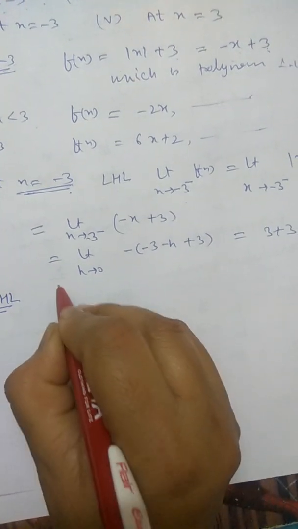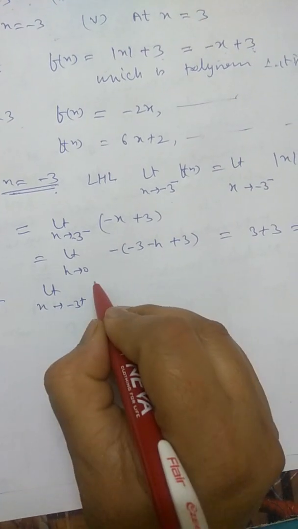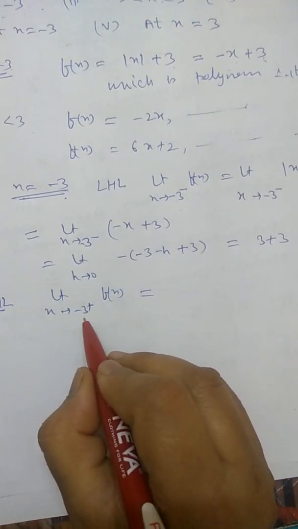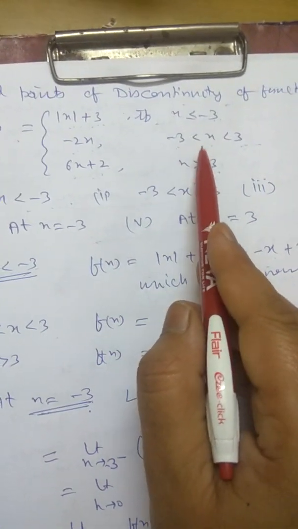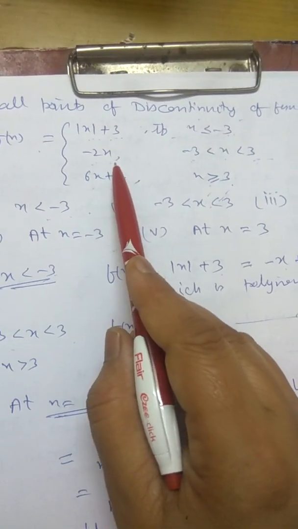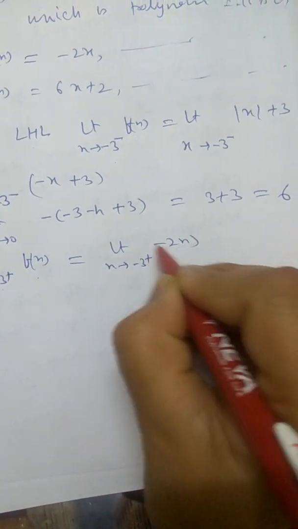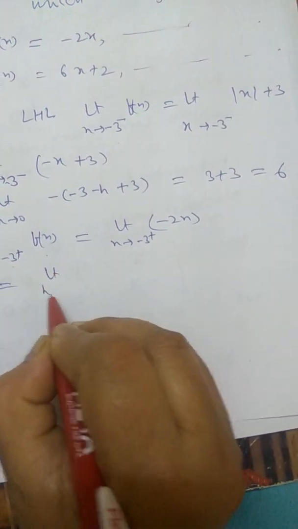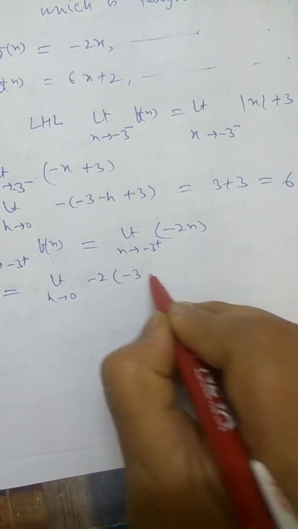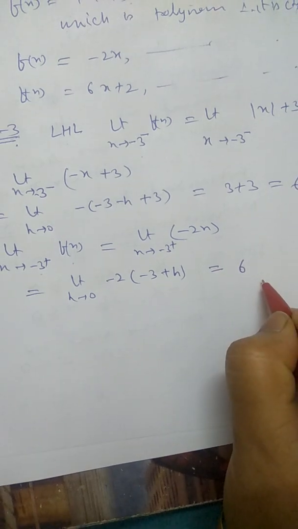And now right hand limit. Right hand limit, that means we have limit x tends to minus 3 positive f(x). For minus 3 positive, that is, greater than minus 3, for greater than minus 3 what is the function? Minus 2x, and therefore it becomes limit x tends to minus 3 positive of minus 2x. That means here the substitution, limit h tends to 0 of minus 2 into (minus 3 plus h), and that again you will get 6.